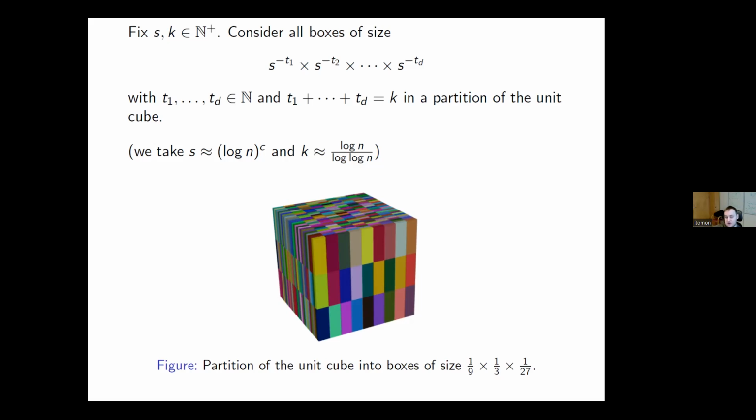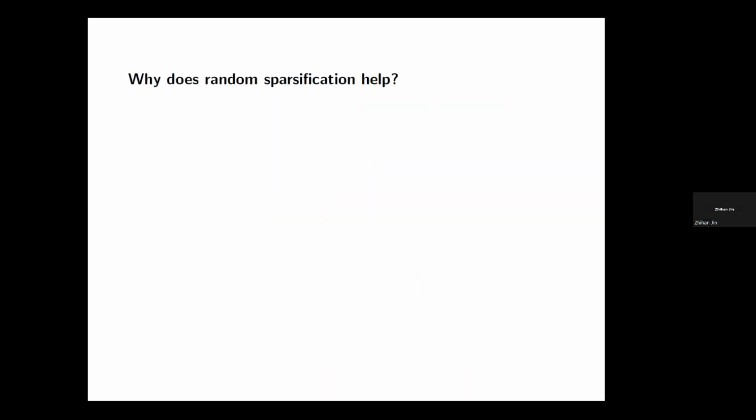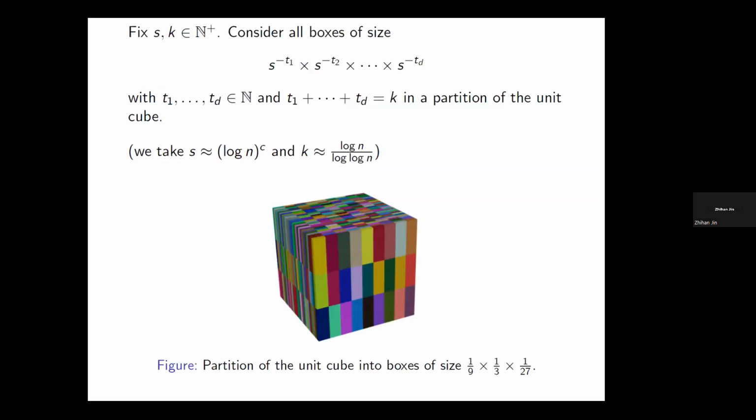So now you might wonder why does this random sampling work? Why do I need this random sampling? What's the idea behind this? Sorry, do you keep all of the partitions, or do you sample some partitions here? No, I take all of these d-tuples which satisfy this. This will be roughly d to the k. So I will have roughly d to the k partitions, and I take all the boxes in all the partitions, and I randomly sample from them. Okay, thanks.